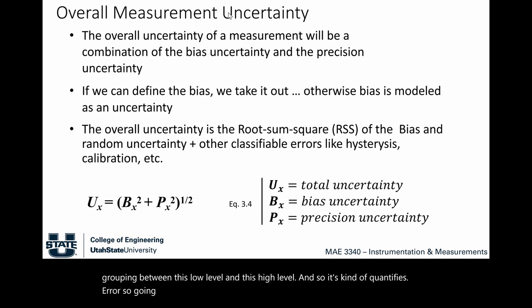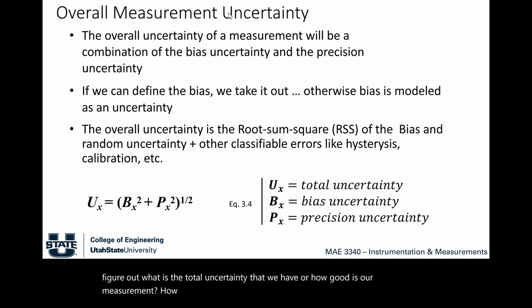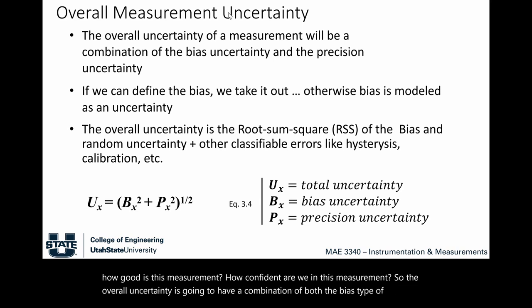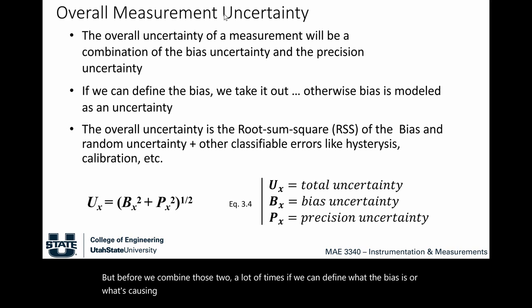So going back to the original concept of overall uncertainty, we want to figure out what is the total uncertainty that we have, or how good is our measurement? How confident are we in this measurement? So the overall uncertainty is going to have a combination of both the bias type of uncertainty and the precision uncertainty. But before we combine those two, a lot of times, if we can define what the bias is, or what's causing that shift away from the true value in a systematic fashion, a lot of times we can take it out.